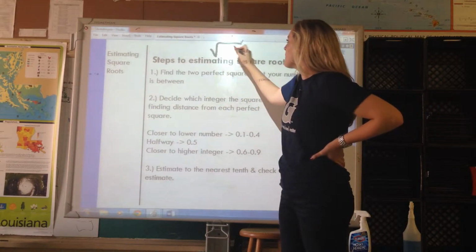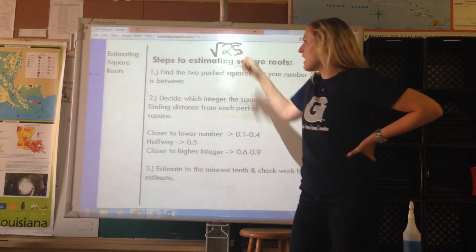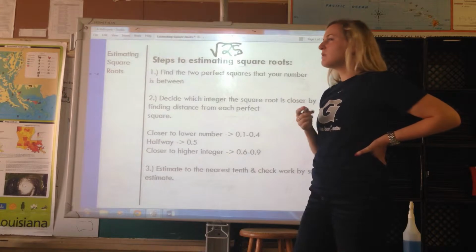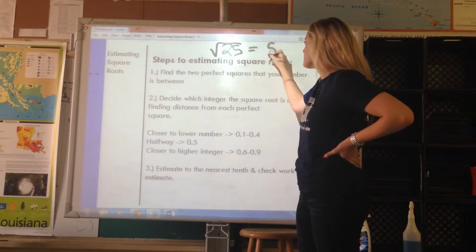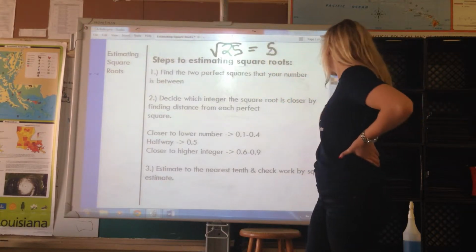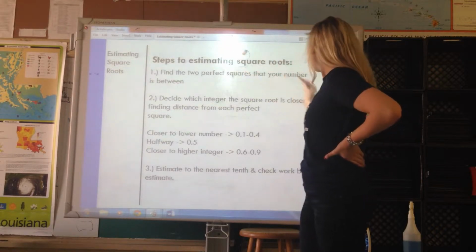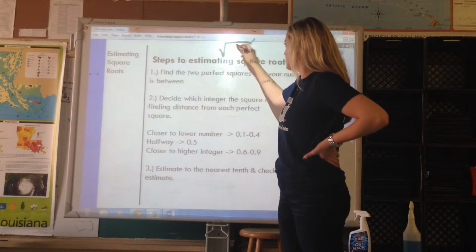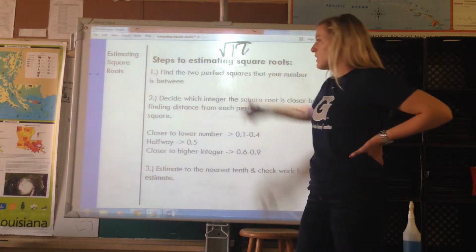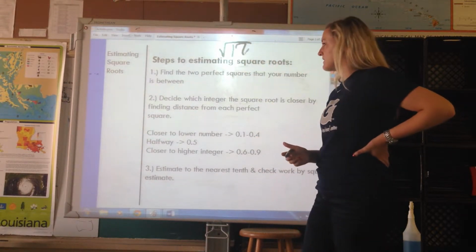Well, if I'm given the problem the square root of 25, and I need to find out what that number is, I don't need to estimate. I already know that that equals 5, because that number is a perfect square. But if I was given a number that's not a perfect square, let's say the square root of 17, I don't know what that number is. So I have to estimate to figure out what it is.